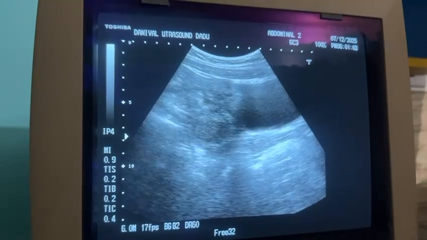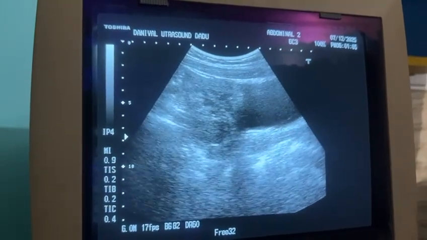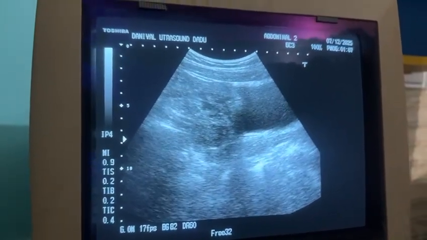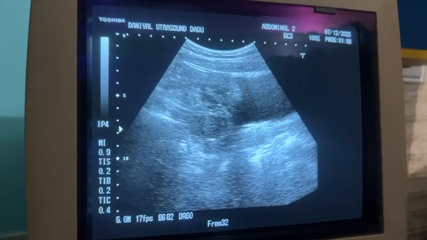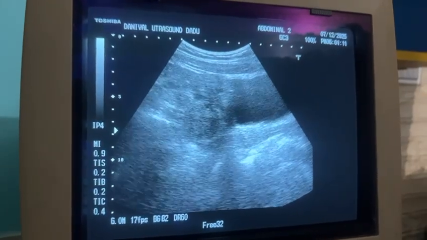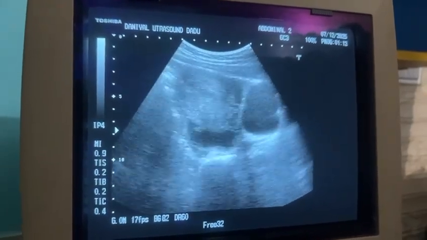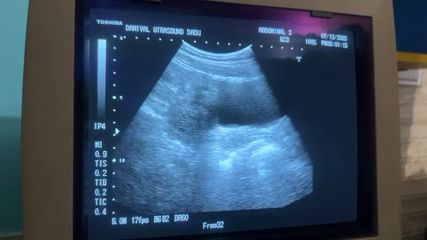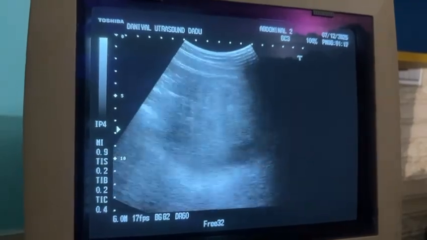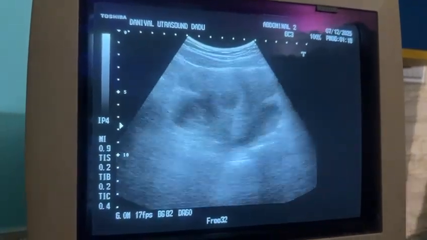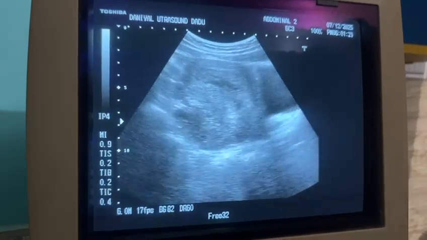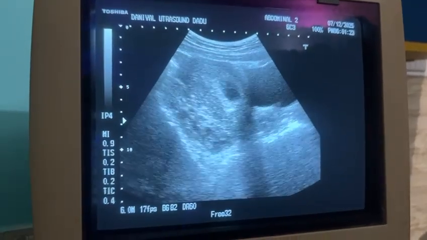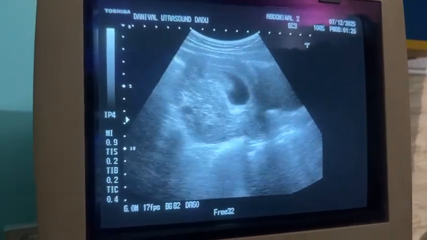Today, we have a really important and potentially life-threatening condition. The patient is suffering from a ruptured ectopic pregnancy. So, let us see how to define it and how to make a diagnosis.